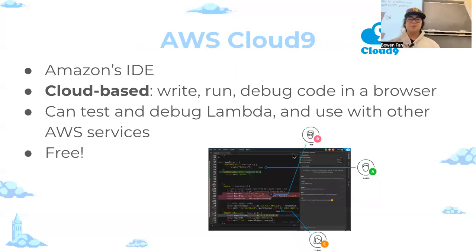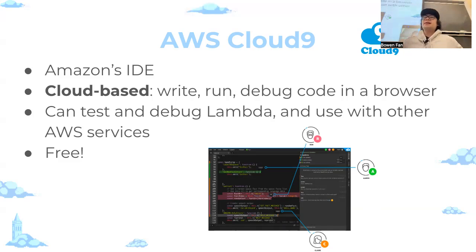Next, we have AWS Cloud9. So this is Amazon's integrated development environment. Remember IntelliJ from our first lecture's demo? IntelliJ is the place where you run, compile, and debug code. AWS Cloud9 is Amazon's version of an IDE. It's cloud-based, so you can write, run, and debug code in a browser, and you can test and debug AWS services too, such as AWS Lambda. And it's also free to use.